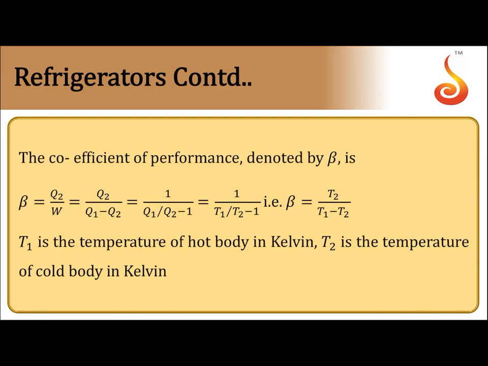Just like efficiency, for a refrigerator we define something called beta, that is the coefficient of performance. It is given by Q2 by W, where Q2 is the heat removed from the cold body and W is the work done by the external source. So it will be Q2 divided by (Q1 minus Q2), or you can write it as T2 divided by (T1 minus T2), where T2 is the temperature inside the refrigerator, that is the contents of the refrigerator, and T1 is the surrounding temperature.